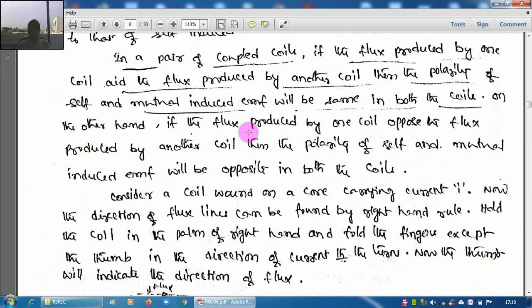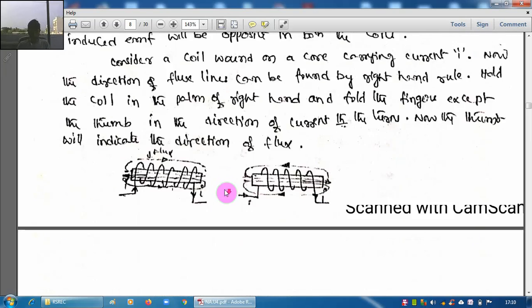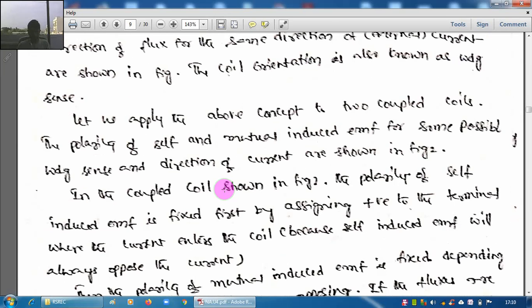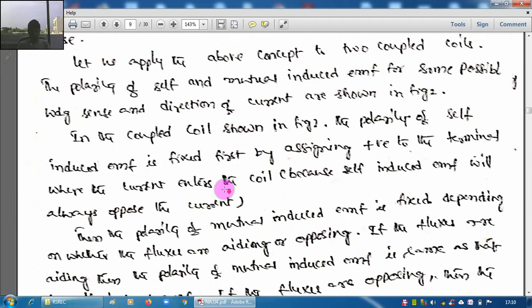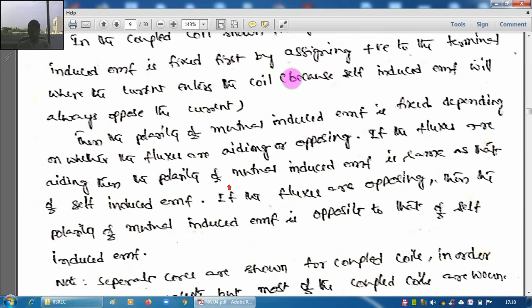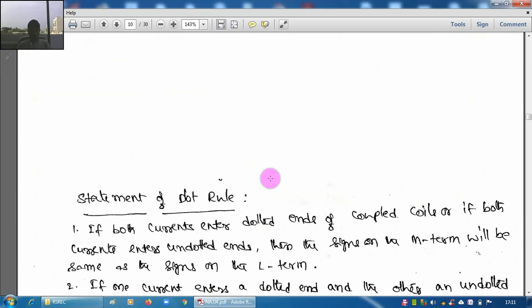If the flux produced by one coil opposes the flux produced by another coil, then the polarities of self and mutual induced EMFs are opposite. If the flux produced by one coil and the other coil aids, then both EMFs are of the same polarity, and therefore both will be added up. So we need to consider all EMFs along with the polarities in writing the voltage equation for a coupled coil. This is mentioned here.